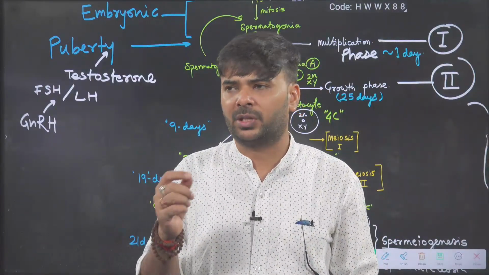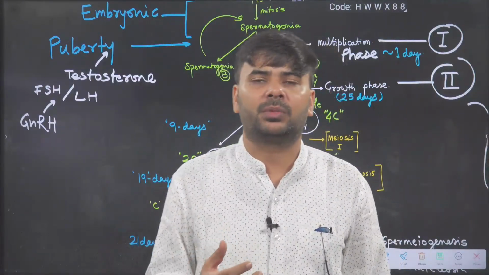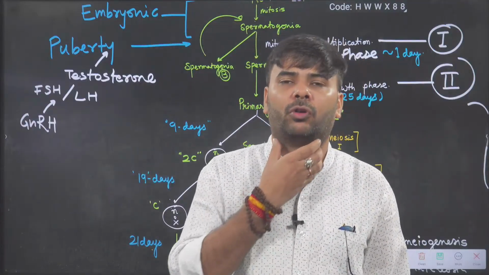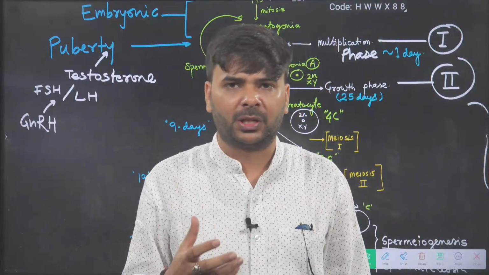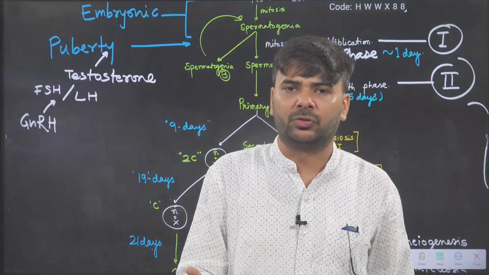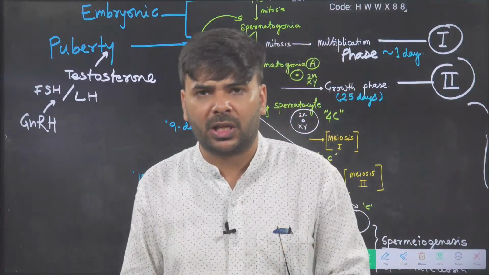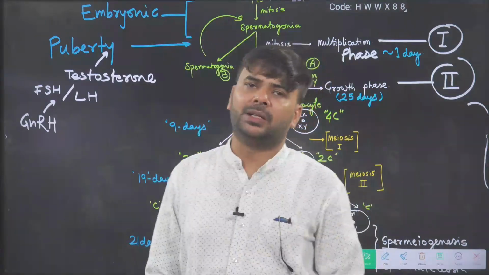Visible externally means in males there will be beard and mustache development, and a low pitch voice. In females, there is a high pitch voice, mammary gland development, and changes in the menstrual cycle. So all of this is related to puberty.